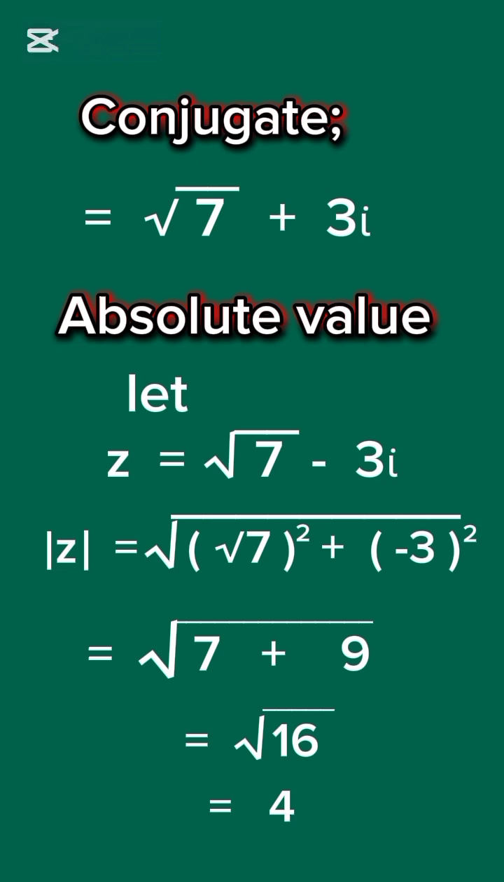Now we have to find absolute value. Square root of 7 whole square plus (-3) whole square. Hence, square root of 7 square becomes 7. -3 square becomes 9. Add them. 7 plus 9 equals 16. Square root of 16 is 4. So the absolute value is 4.